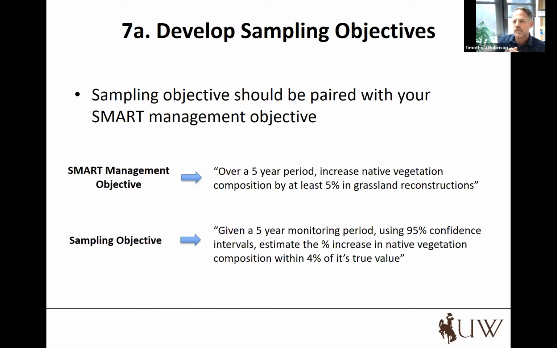So let's say we have a 5-year monitoring period. We're going to use 95% confidence intervals and then we're going to have estimates of that native vegetation composition within 4% of its true value. That 4% comes from that idea of how many sampling units you need to have so that you can get a fairly precise estimate of what that vegetation composition is.